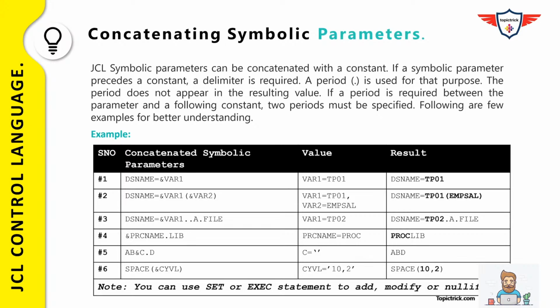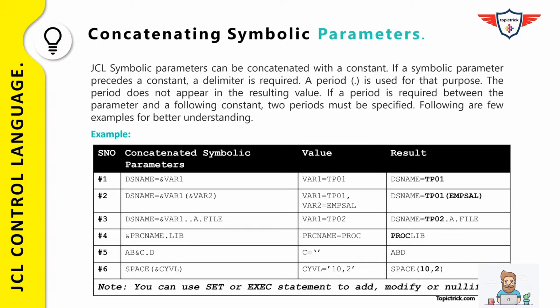Similarly, in example 3, we'll try to construct the dataset name with the help of a symbolic parameter. Again, you have DSN followed by an equal sign, and after that you have &VAR1, which is a symbolic parameter. Then you have period, A, period, FILE. I've passed the symbolic parameter value as TP02. So my output would be DSN equals TP02.A.FILE. So this is how you can construct the dataset name with the help of symbolic parameters.